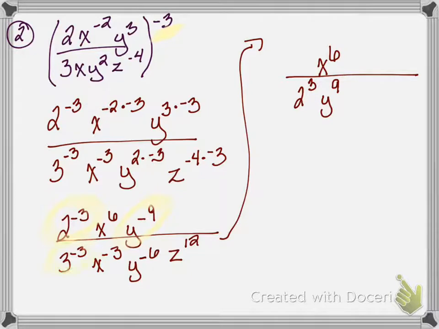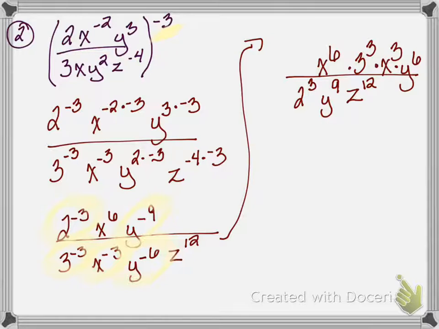Okay, now let's look at my denominator. 3 to the negative 3, that's going to go to the numerator and become 3 to the third. Okay, then I have x to the negative 3, that's going to go to the numerator and become x to the third. My y to the negative 6th is also going to go to the numerator, and it's going to become y to the 6th. Okay? The z to the 12th stays in the denominator because it's a positive exponent.